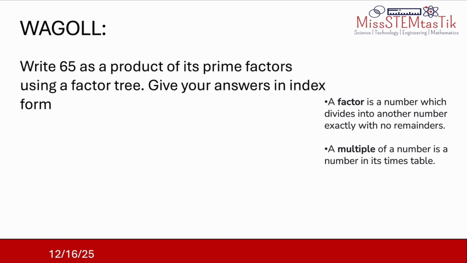Write 65 as a product of its prime factors using a factor tree. Give your answers in index form. So 65 divided by 5 will give us 13. So 5 times 13 is 65, both of which are prime numbers. So we can write this as 5 times 13.